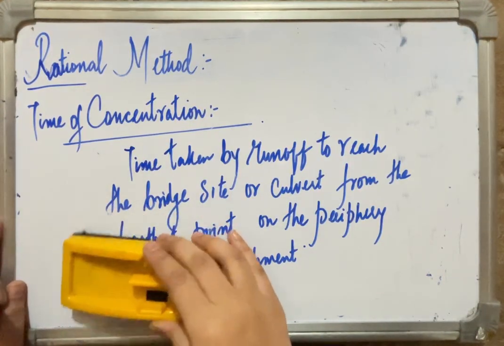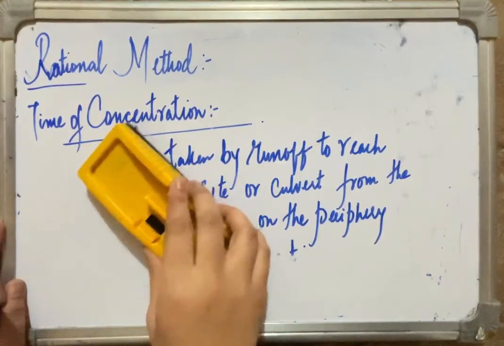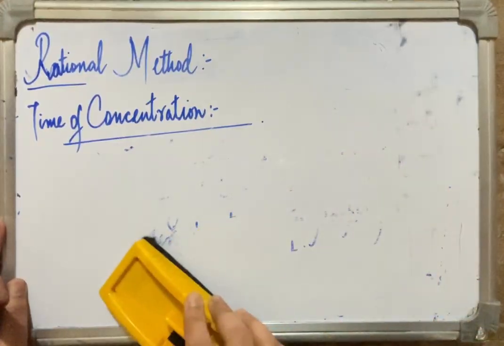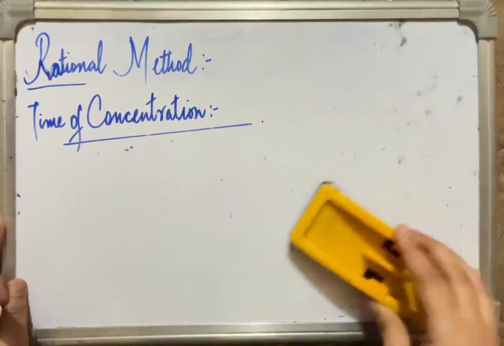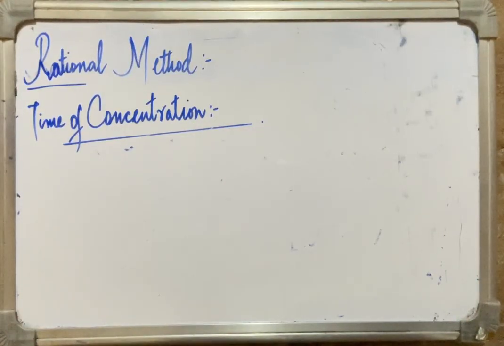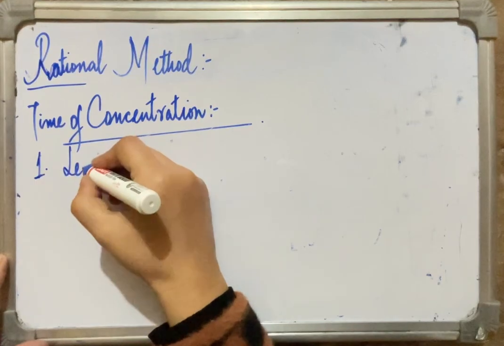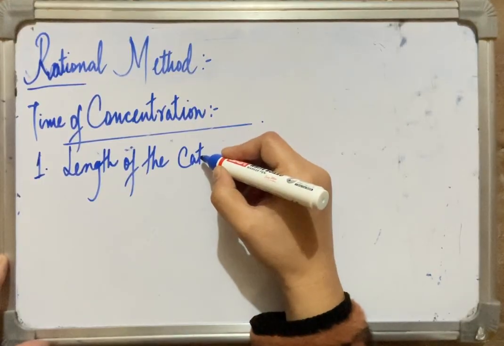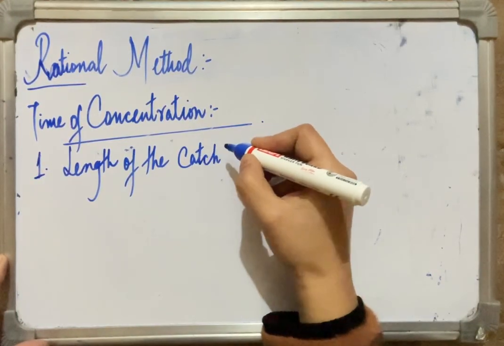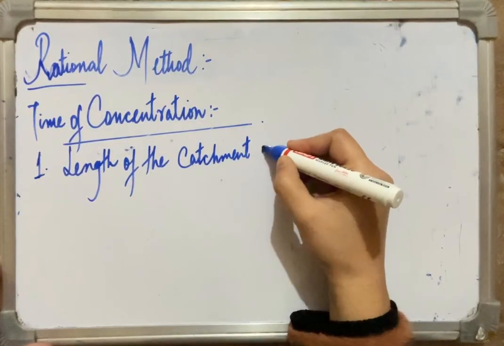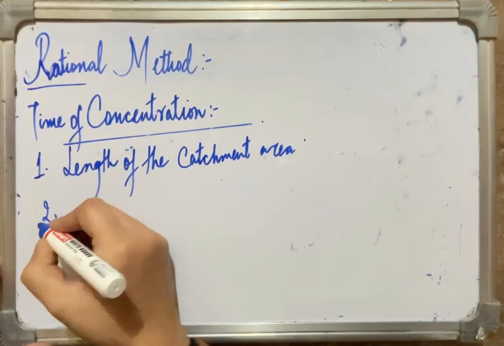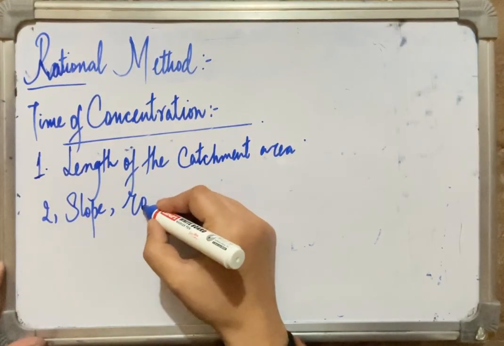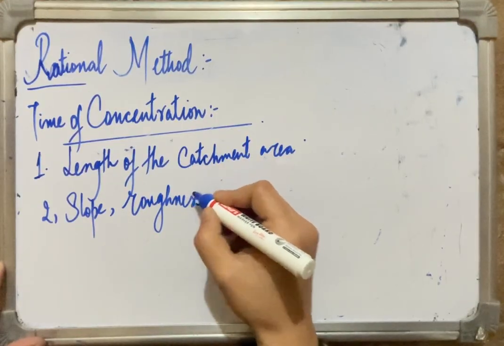Now this time of concentration depends upon certain catchment characteristics. Let me write it down for you. The time of concentration depends on the length of the catchment area. It also depends on slope, roughness, and depth of flow.